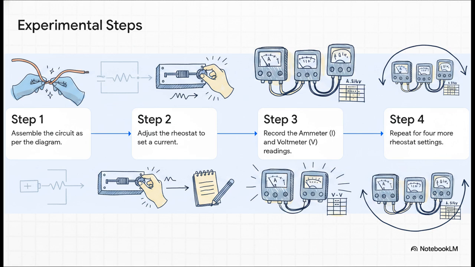Clean connections are key. Okay, so with the circuit built, we check our meters and then we get to the fun part. We use the rheostat to set a current and we write down the readings from both the ammeter and voltmeter. Then we do it again and again. Taking multiple readings like this isn't just about being thorough. It helps us build a reliable dataset that really shows the true relationship between voltage and current, and it smooths out any little errors from a single measurement.